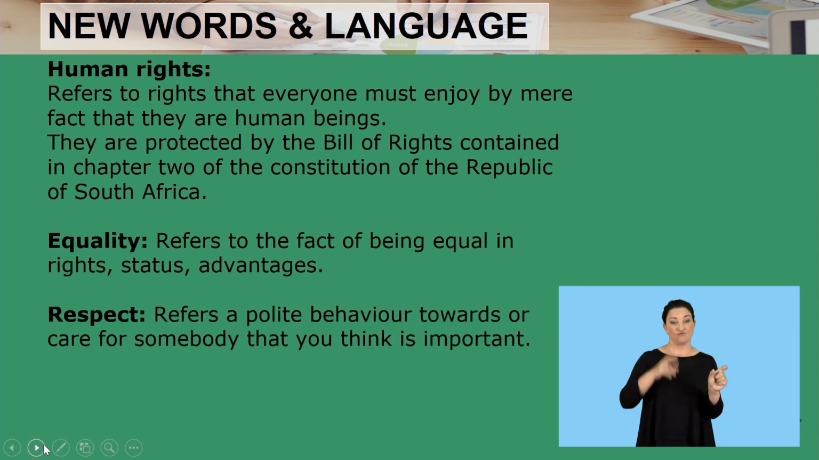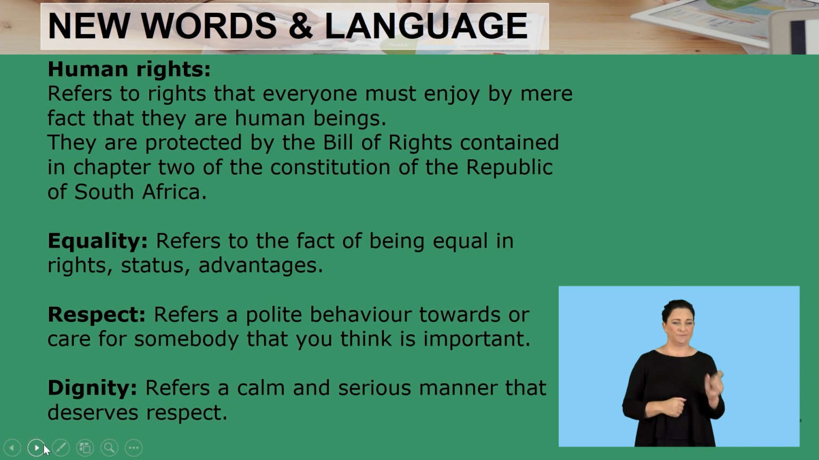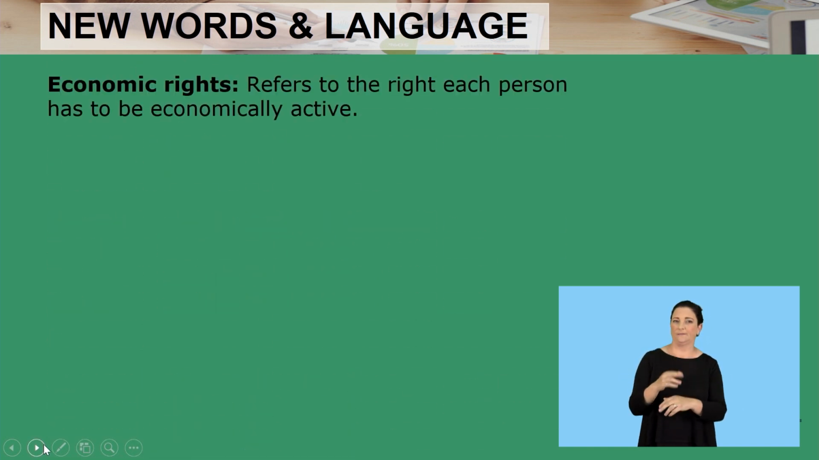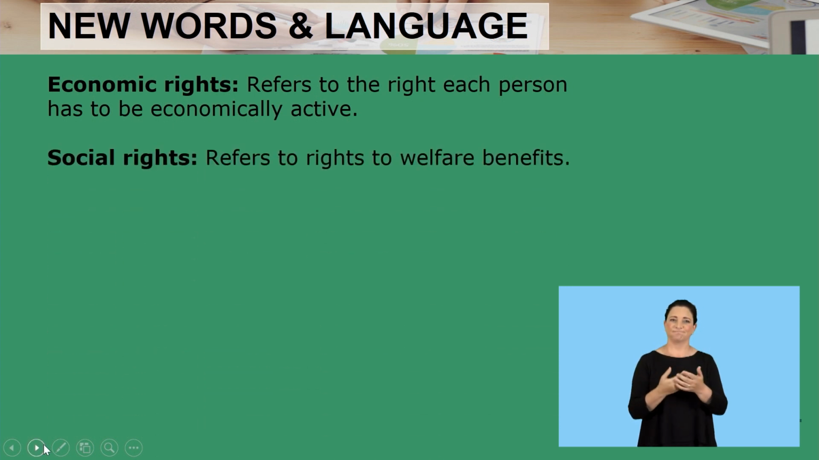We also have the term respect, which refers to a polite behavior towards or care for somebody that you think is important. Then we also have the term dignity, which refers to a calm and a serious manner that deserves respect. And then other terms that we have include the term economic rights, which refers to the right each person has to be economically active. Then we also have the term social rights, which refers to rights to welfare benefits. So those are your new terms and languages.